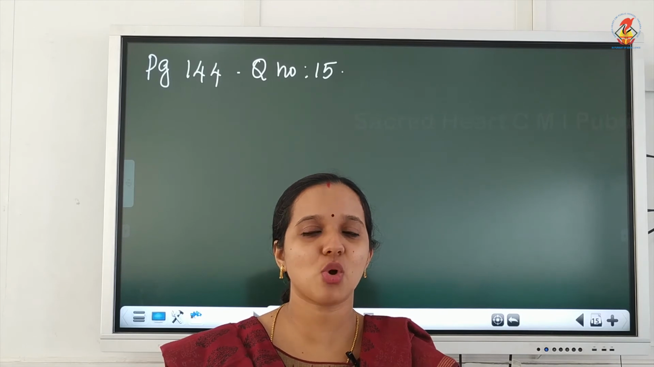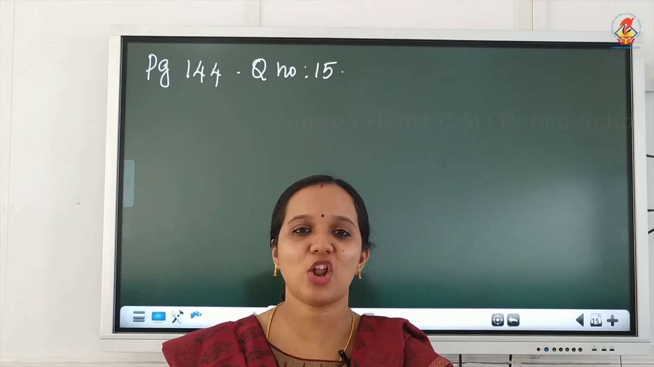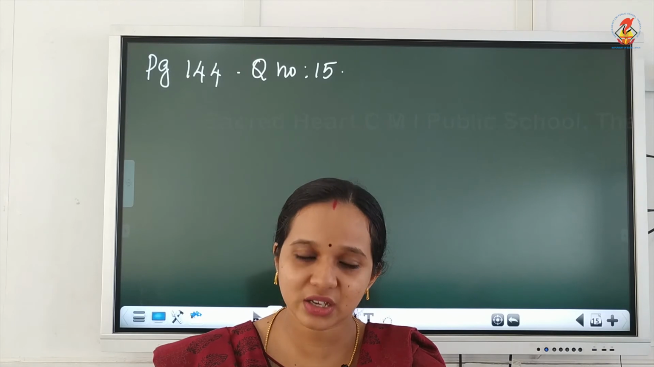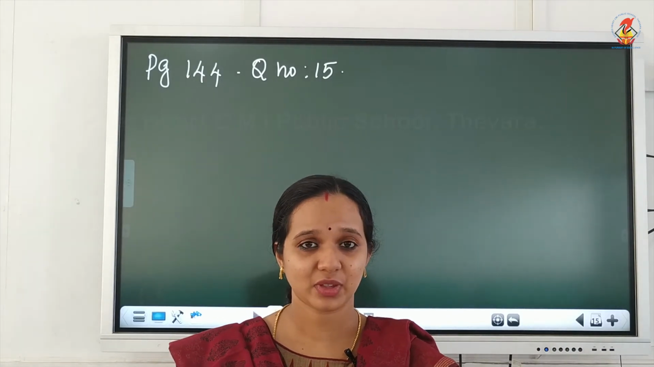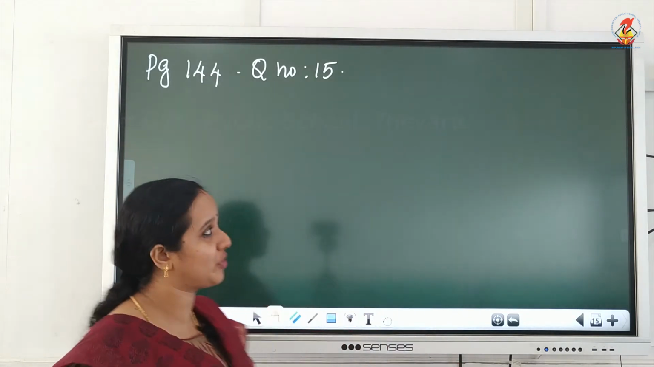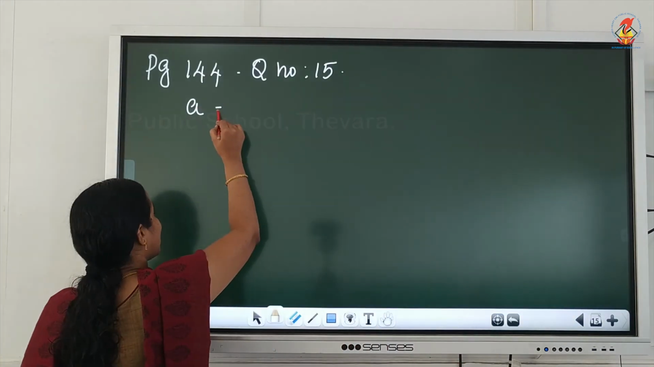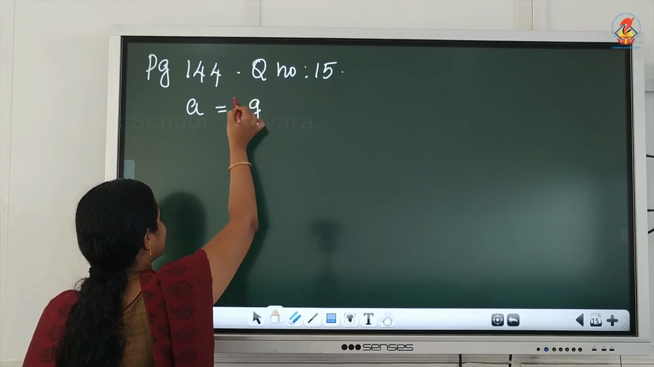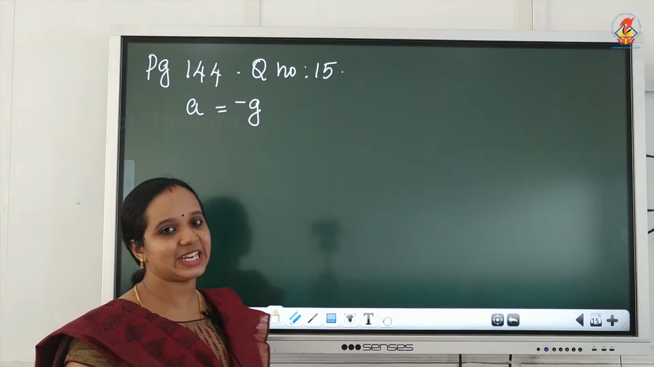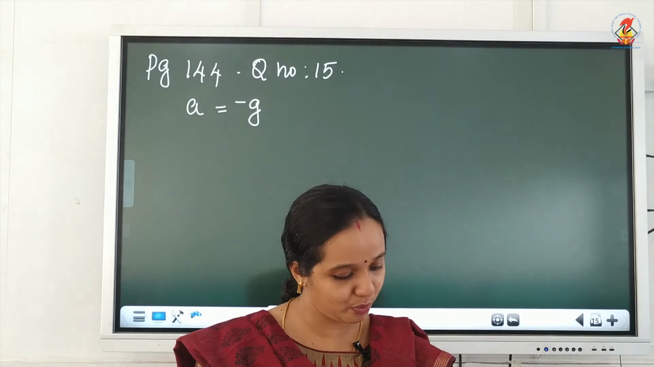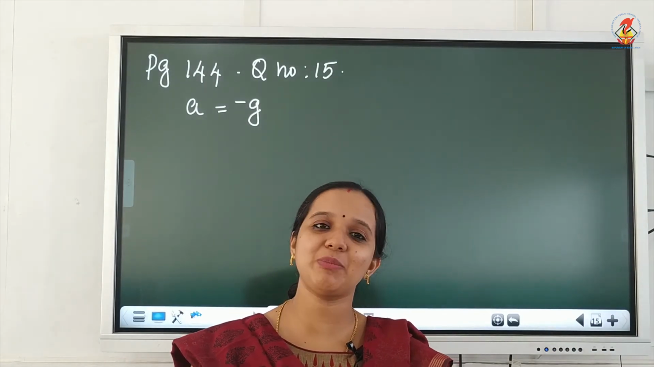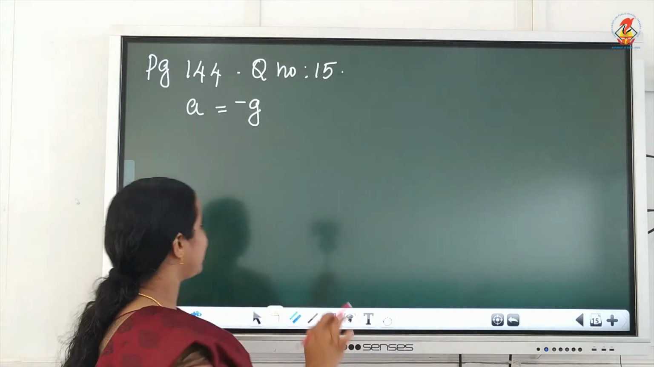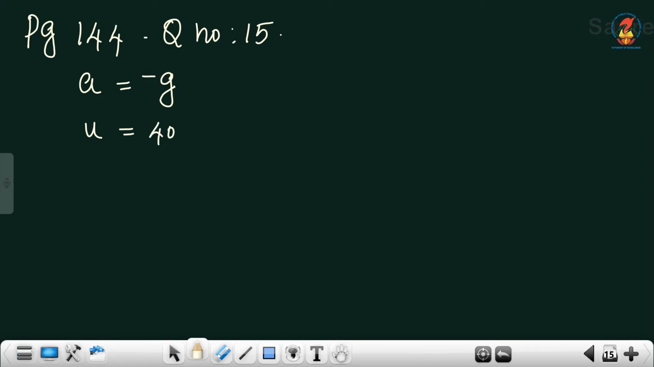When an object is thrown vertically upward, its velocity will decrease while the object ascends. And acceleration of the body will be equal to acceleration due to gravity and will have a negative sign since the body is moving upwards. Continue reading the question. With an initial velocity of 40 meter per second. So the initial velocity of the body is 40 meter per second.